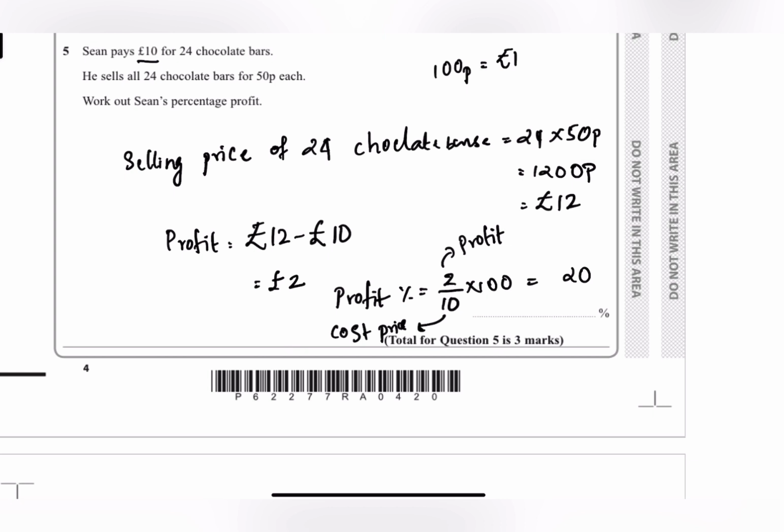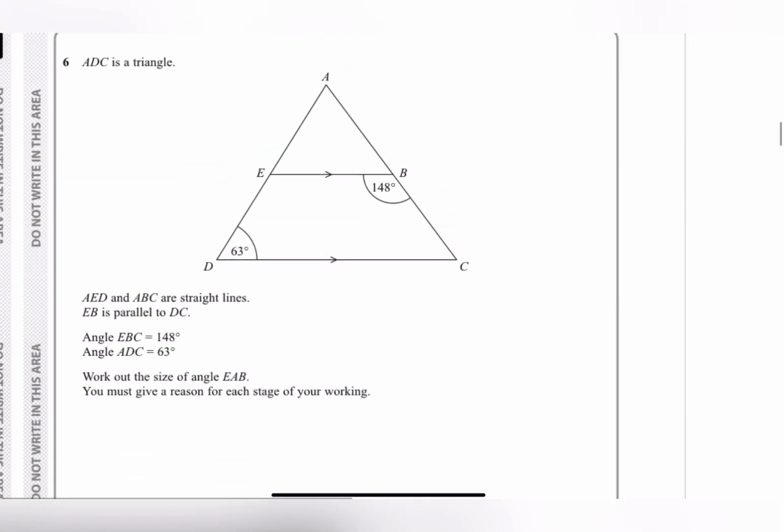Now let's move on to the next problem, which is: ADC is a triangle. So you can see there's a triangle. AED and ABC are straight lines. EB is parallel to DC. And angle EBC is 148 degrees. So that's given. And ADC is 60 degrees. That's also given. Work out the size of the angle EAB, which is this angle.